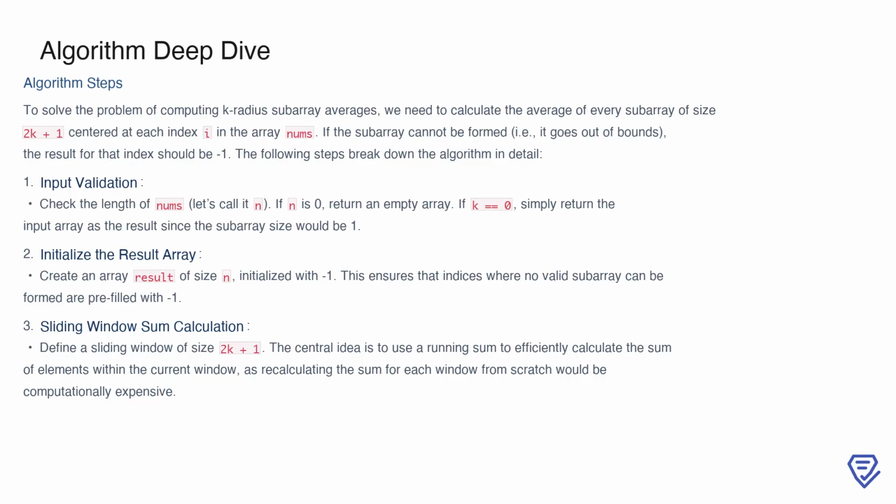The algorithm begins with input validation, where we check the length of nums, denoted as n. If n equals 0, we return an empty array since there's no data to process. If k equals 0, the subarray size reduces to 1, so we can directly return the input array as the result. Next, we initialize a result array of size n, pre-filled with -1. This pre-filling ensures that indices where subarrays cannot be formed are already accounted for. Finally, we use a sliding window technique to calculate the running sum for each window, which allows us to efficiently compute the averages without repeatedly recalculating the sum for overlapping elements.